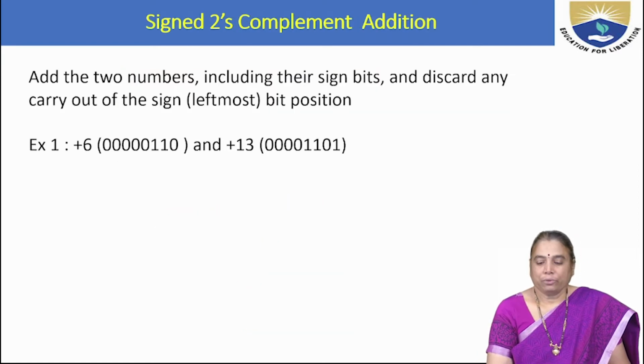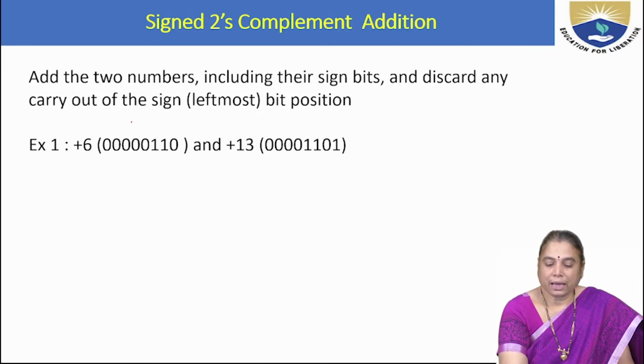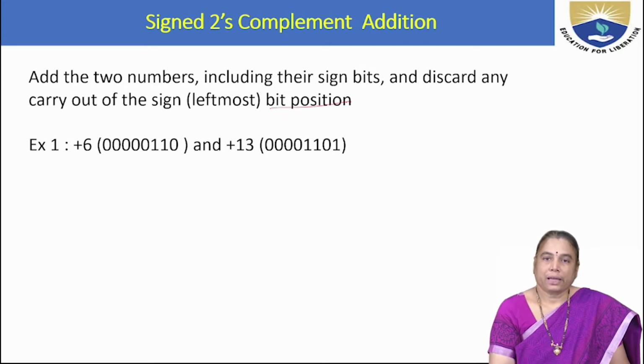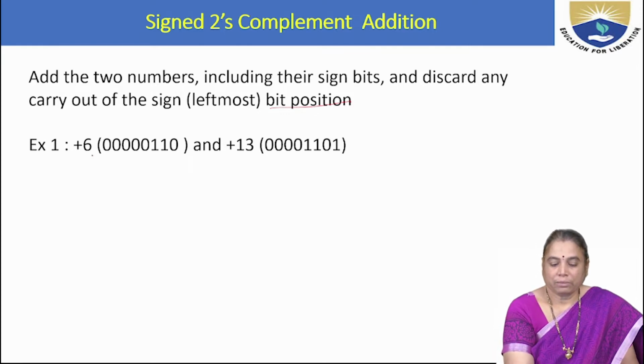Now in the signed 2's complement addition, add two numbers including their sign bits and discard any carry out of the sign bit position. So if any extra carry is produced, that can be discarded. So addition has to be performed in signed 2's complement form along with the sign bit, and any carry bit is discarded. So here, for example, if you want to perform plus 6 and plus 13.